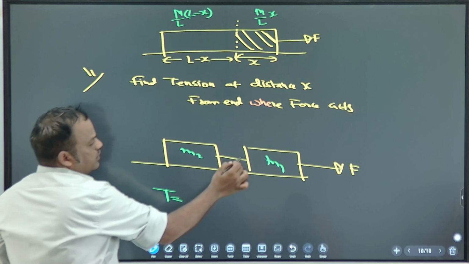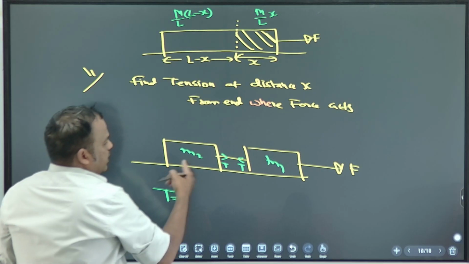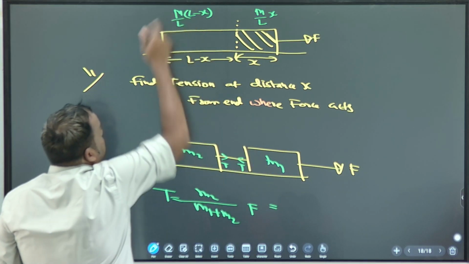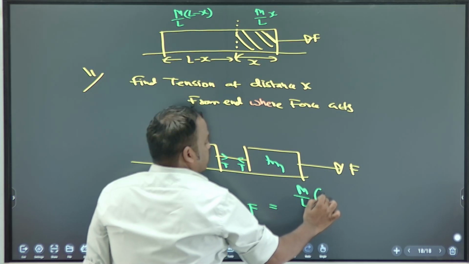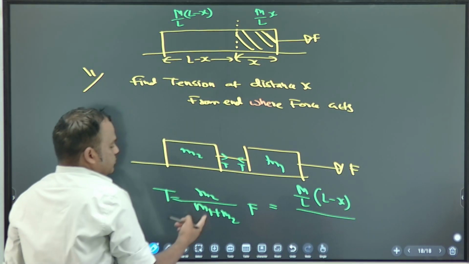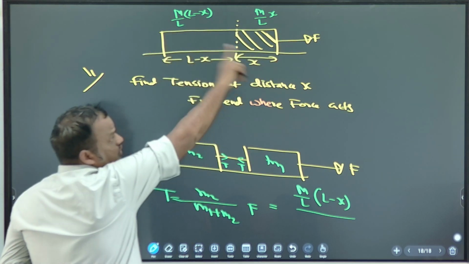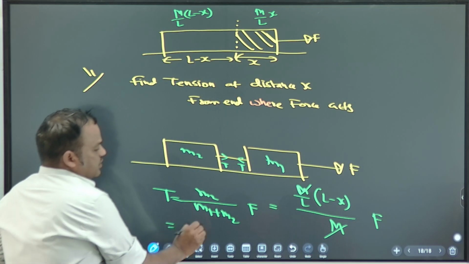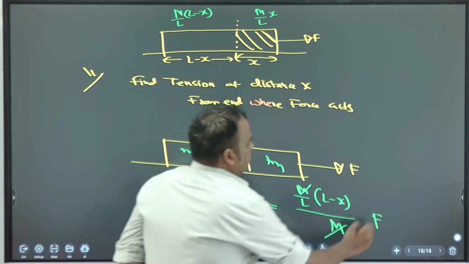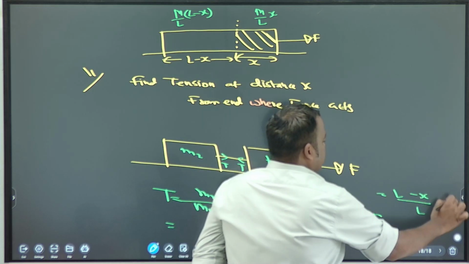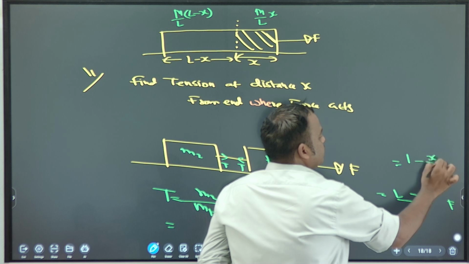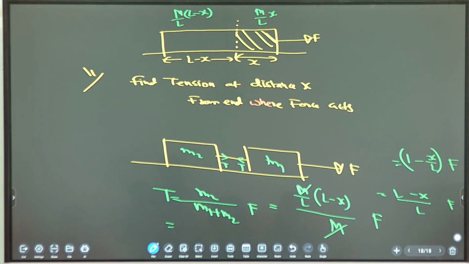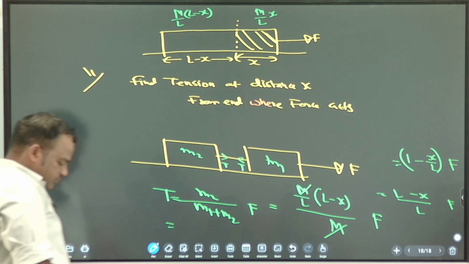So what is the formula for tension here? M2 by M1 plus M2 into F. Now M2 is M by L into L minus X, divided by M1 plus M2, which means total mass, so M. M and M cancel. So what is the final answer? L minus X by L into F. So you can also write 1 minus X by L into F. Okay, note it down. You understood? Very important.